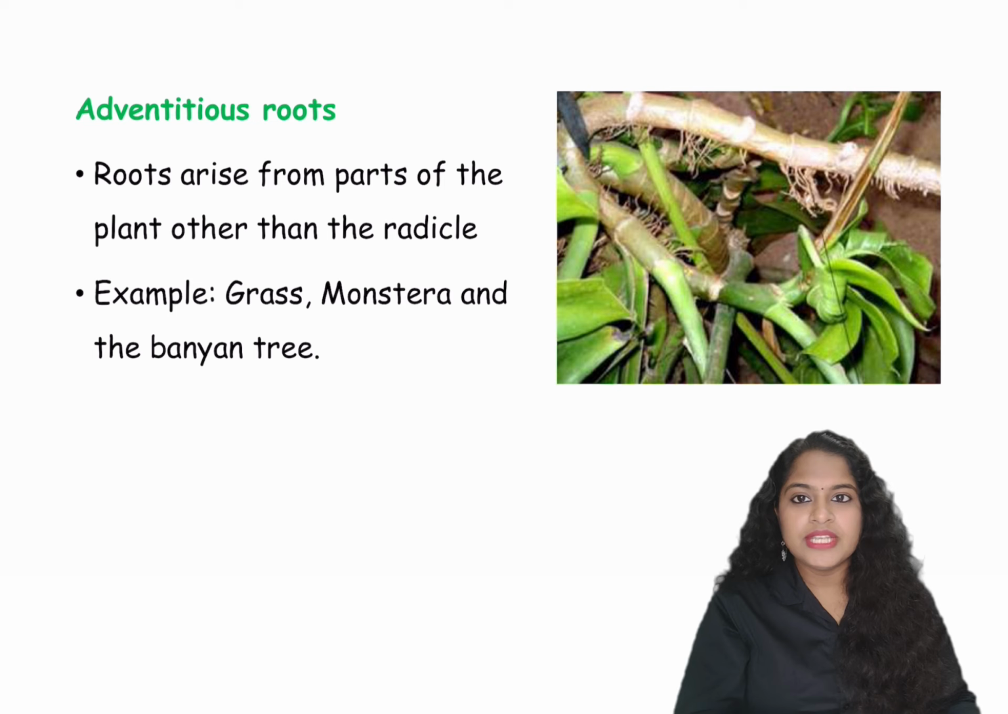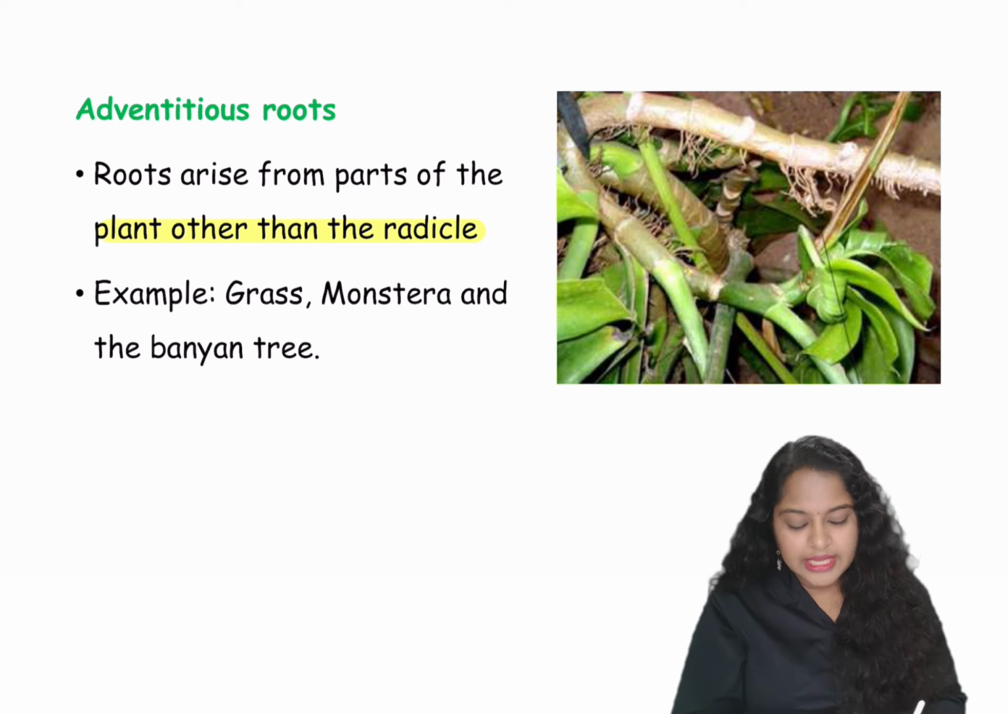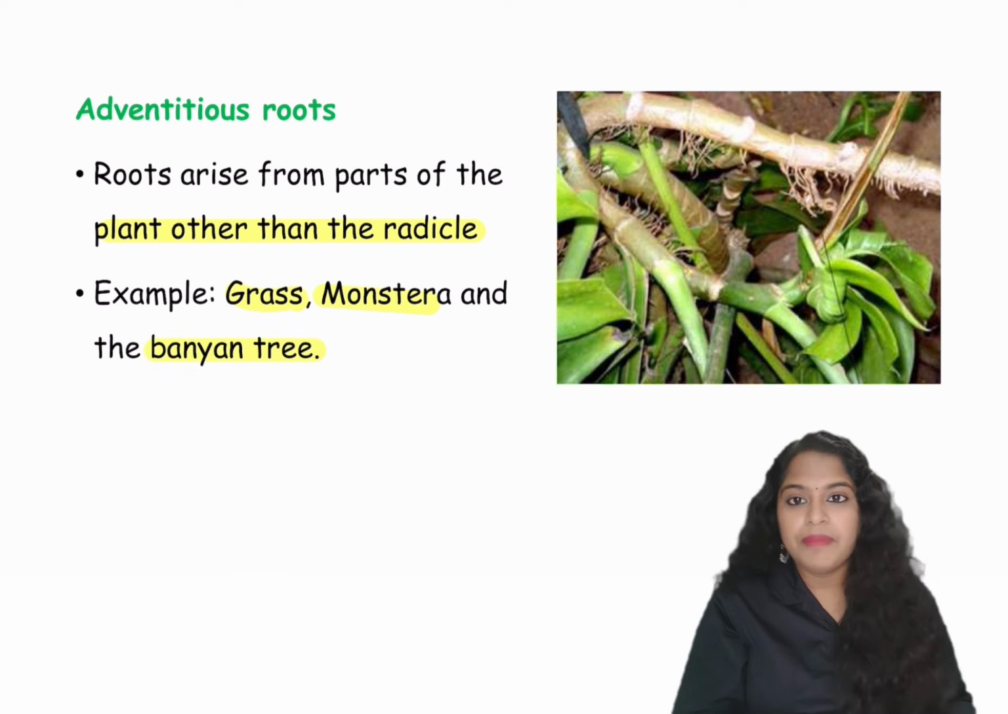So next type of roots are adventitious roots. These roots arise from parts of the plant other than the radicle. So they will not be formed from the radicle. Examples are grass, monstera or banyan tree.